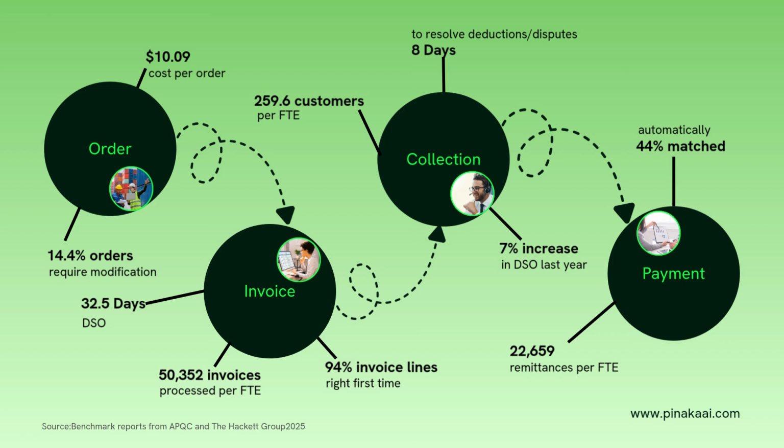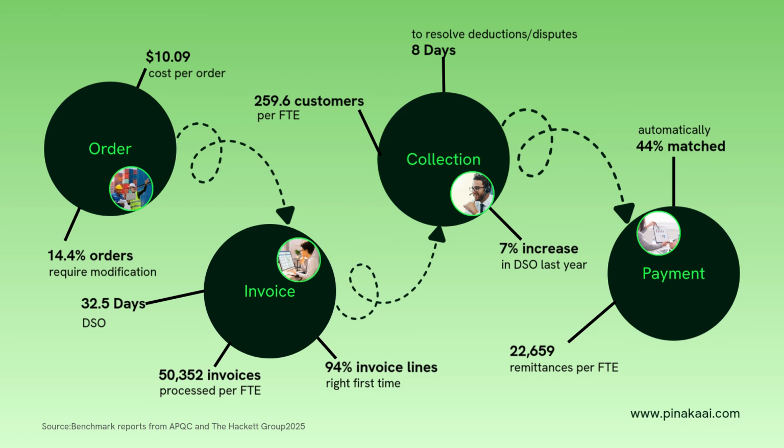Beyond the DSO, we need to look at some invoicing metrics. 94% of invoice lines are accurate the first time, which means anytime I am entering an invoice or altering an invoice, it is a cost to the business. The general productivity benchmark is 50,352 invoices per FTE per year.